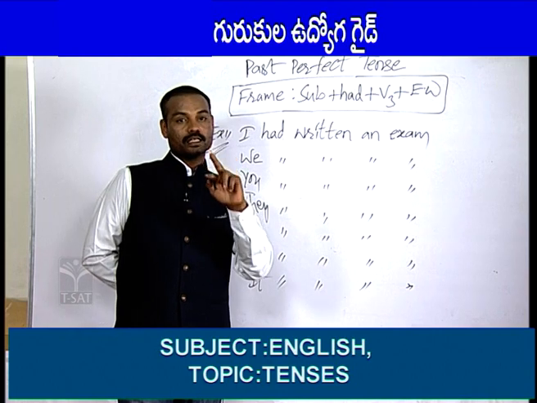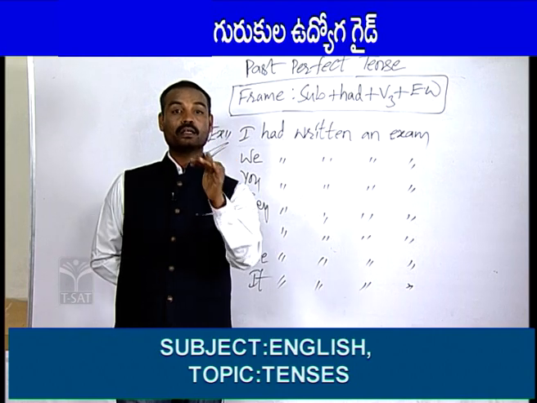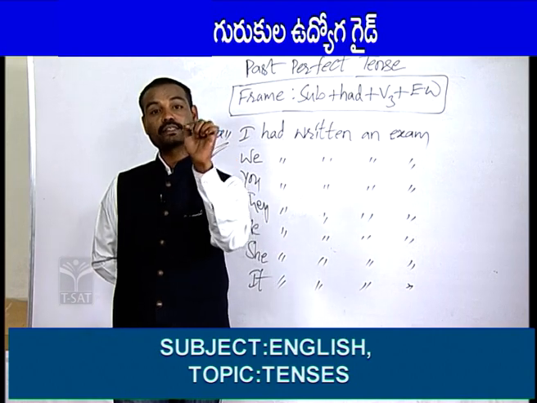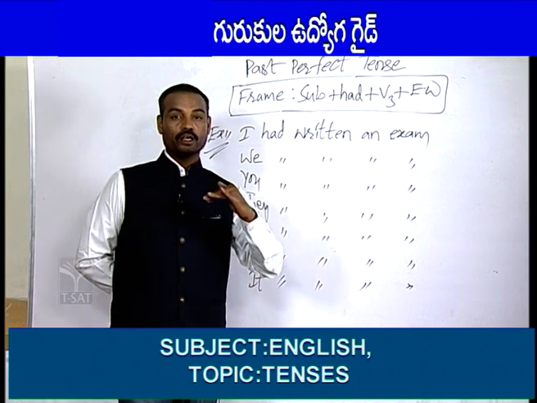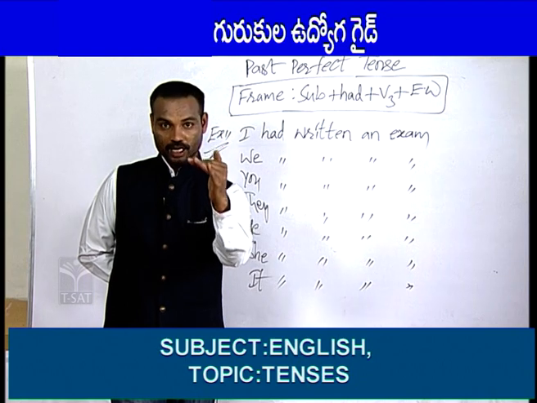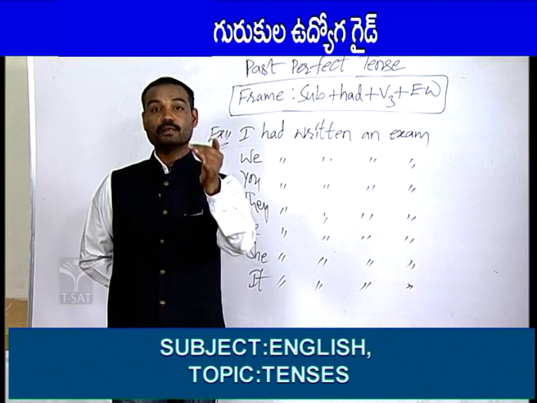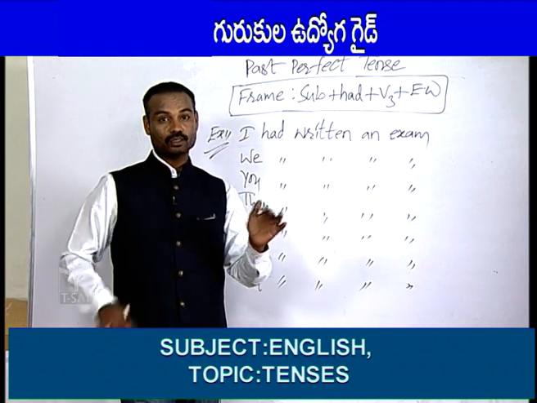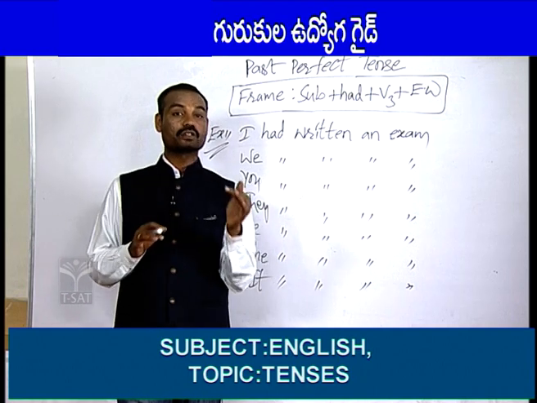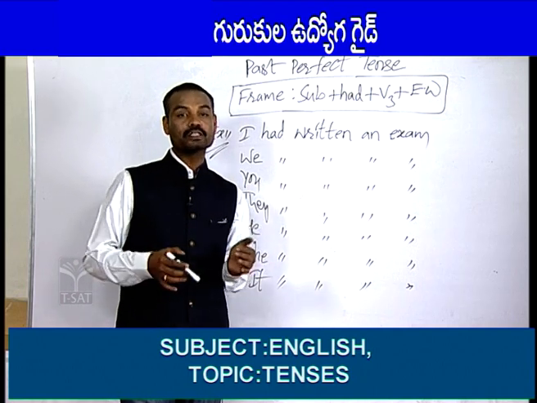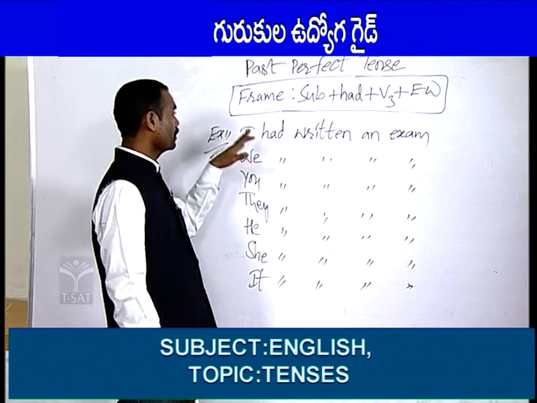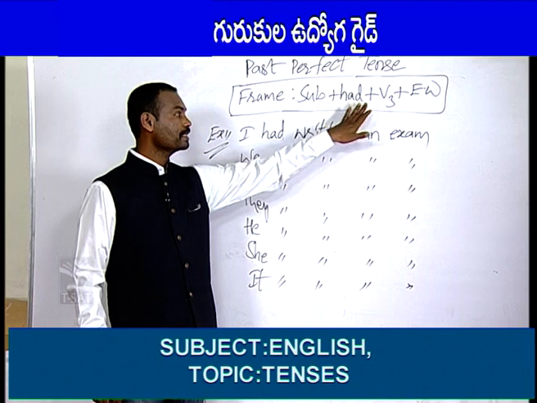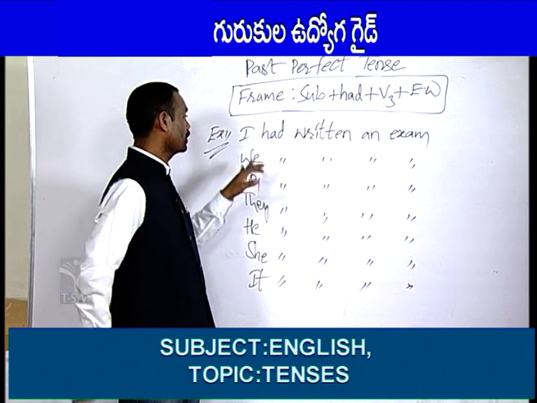So like this, when two things happened at the same time, to tell the first completed work, we should use past perfect tense. Example: when I went to the medical shop, it had already been closed. To tell such things, we should use past perfect tense. For writing sentences, this is the frame: subject plus had plus V3 plus extra words.